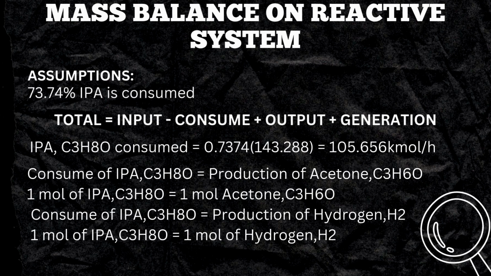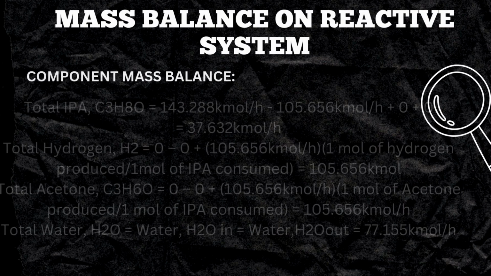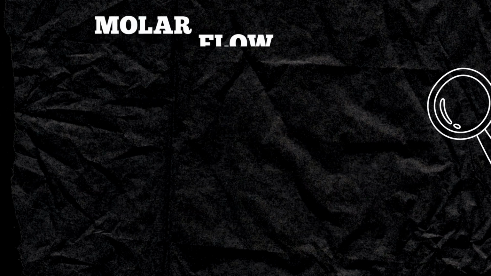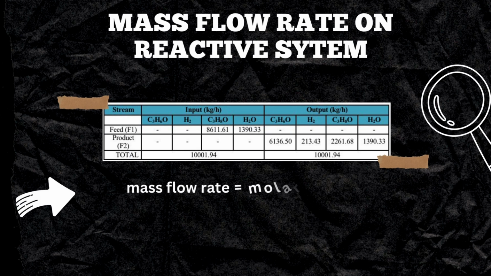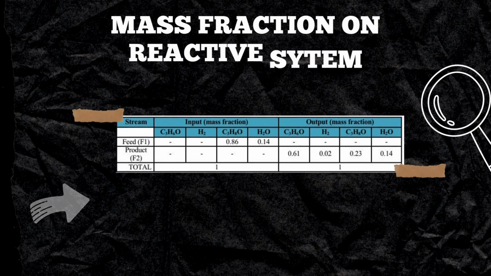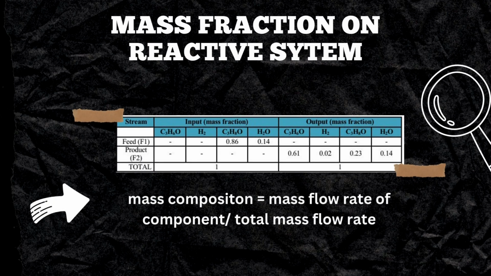By that, we can find the consumption of other components and the generation of other components too. So these are the tables for molar flow rate on the reactive system. The mass flow rate value is equal to the molar flow rate times the molecular weight, same as the non-reactive system. And lastly, the mass fraction on the reactive system is equal to the mass flow rate of the component divided by the total mass flow rate. So these are the tables for the reactive system.